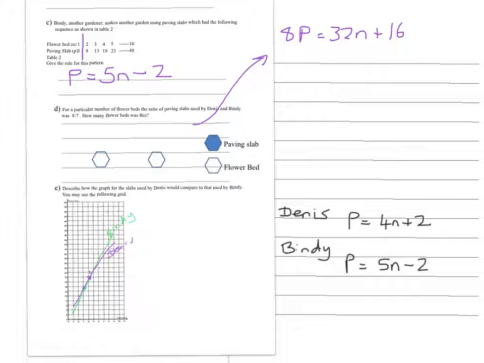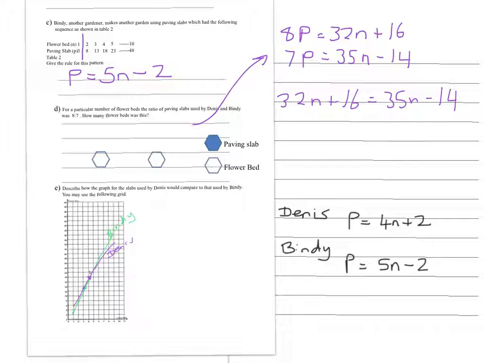And for Bindi, let's multiply everything by her formula by 7. 7p would equal, multiply the other side by 7, 35n minus 7 2s are 14. And this is a ratio, so 32n plus 16 is going to equal 35n minus 14.